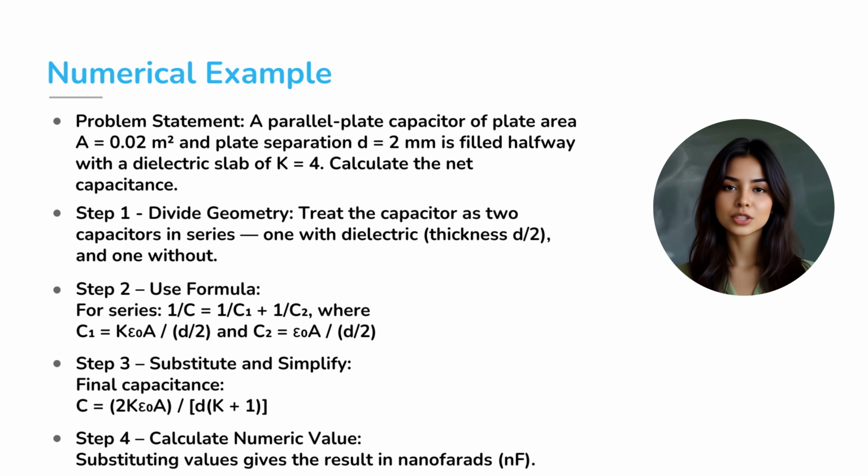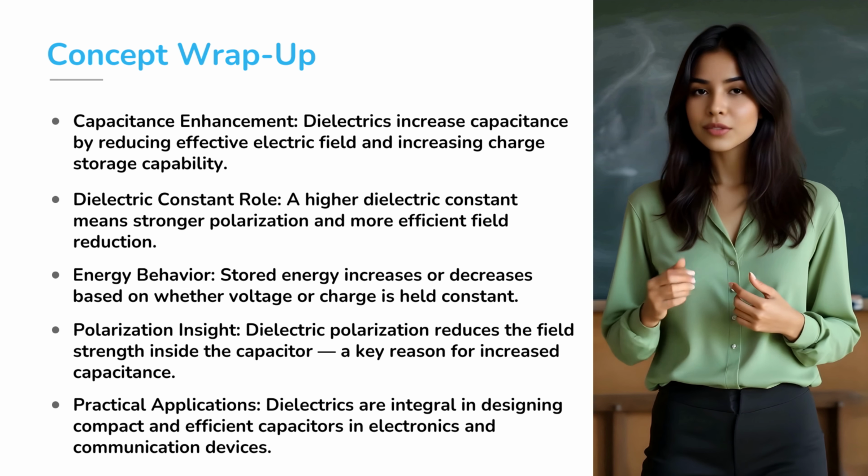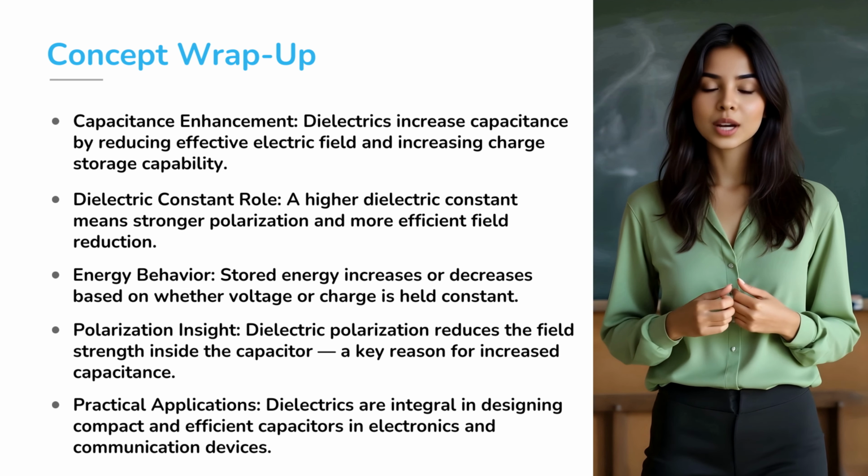Step 4. Substituting and simplifying gives us C equals K epsilon naught A divided by D times K plus 1. Step 5. Plug in the values. Use epsilon naught equals 8.85 into 10 to the power minus 12 farads per meter and you'll find the result in nanofarads. It's a beautiful example of how physics blends geometry, material science, and electric field behavior into one neat calculation. Let's quickly recap what we've uncovered in this fascinating journey through dielectrics.